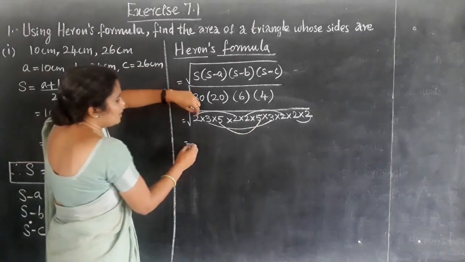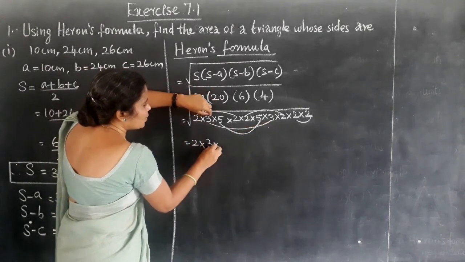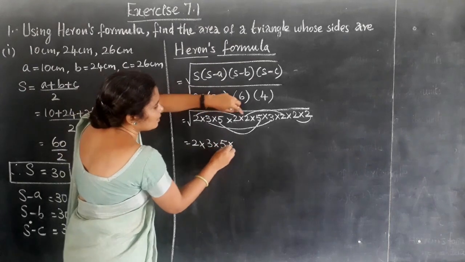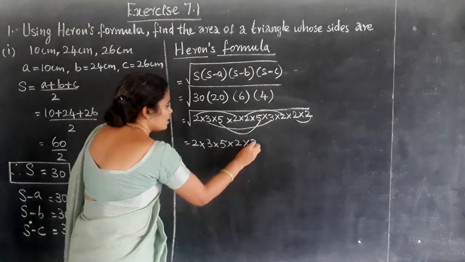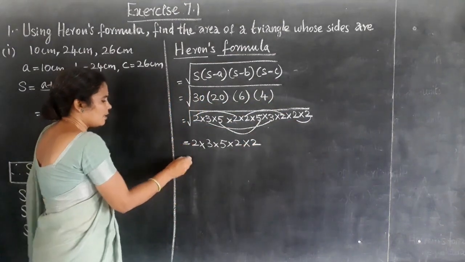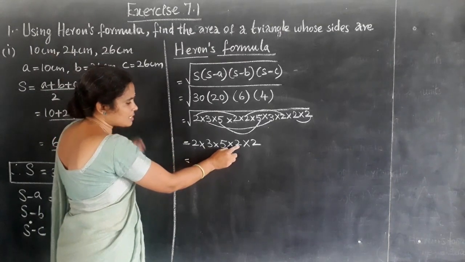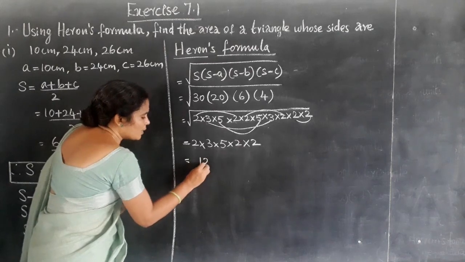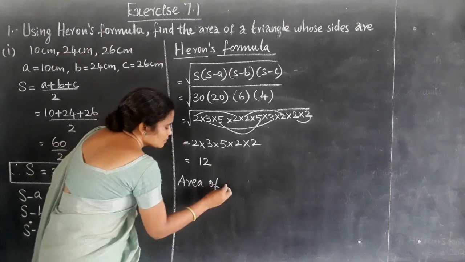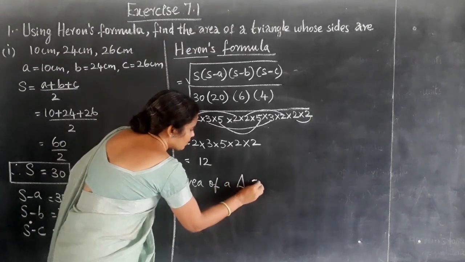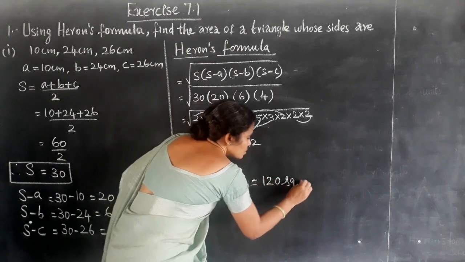Okay, now take 2. Here we have 3 into 5, 2, and again 2. Removing the square, multiply 2 3s are 6, 6 5s are 30, 30 into 2 is 60, 60 into 2 is 120. So therefore, the area of a triangle is equal to 120 square units.